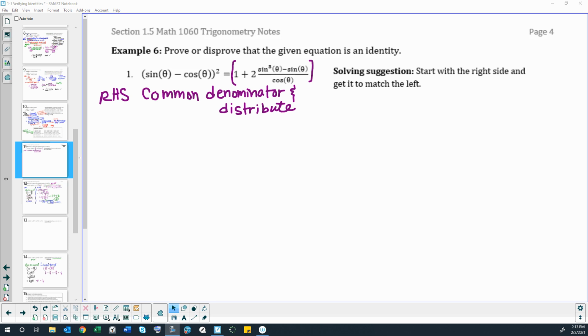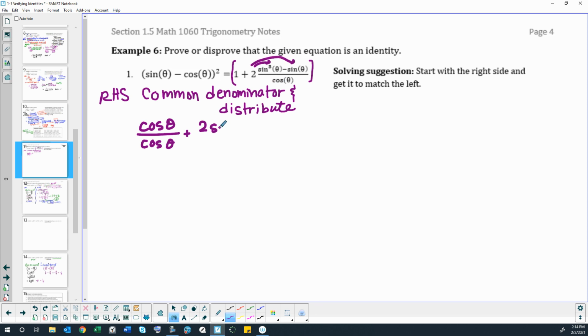Okay, let's go ahead and give this a try, see if we can get the sides to match. We might get to a point where there's no way to make them match, and then we'll know that it's false, perhaps. So let's see what happens. We're going to start with the right-hand side and start with a common denominator and distribute. So right now our denominator is cosine theta, so we want this 1 to be cosine theta over cosine theta. And then that's plus 2 times our stuff up here. Let's go ahead and distribute that 2 through.